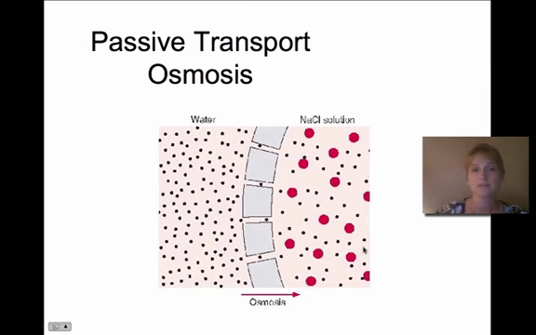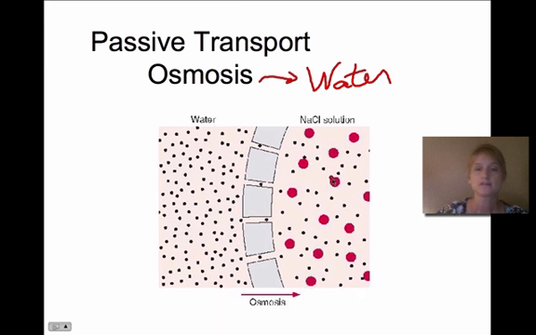The next one we're going to talk about is still a passive transport mechanism, but it's osmosis. Osmosis is the movement of water across that cell membrane. So it's still passive transport, it's still considered diffusion, but osmosis is directly related to water movement.